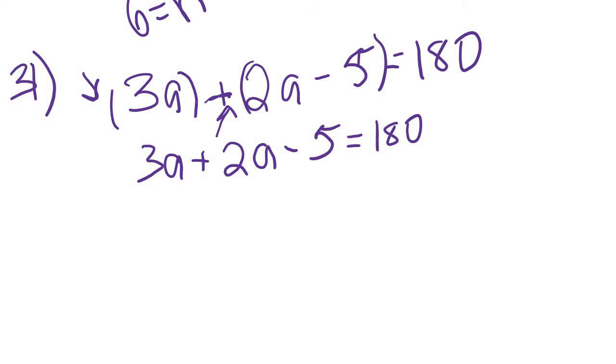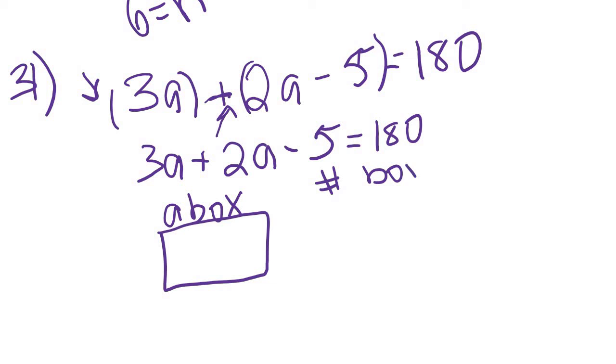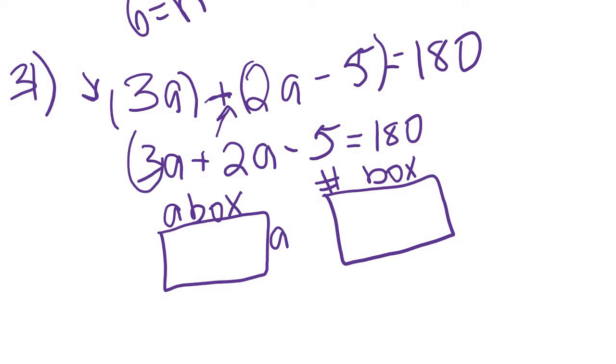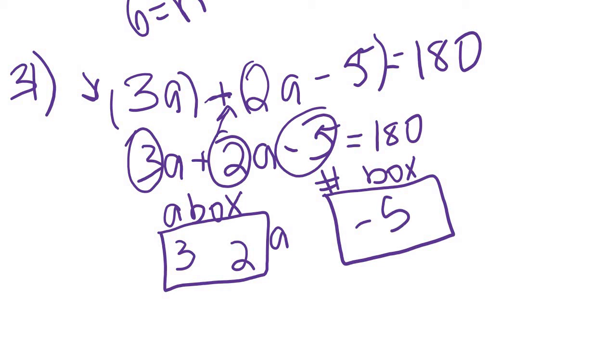All right. Now this is still a little messy for my taste, so we're going to write an A box and a number box. Let's put the A right here so we don't forget. So our friends hanging out with A is going to be this 3 and this positive 2. And then in our number box we have this lonely negative 5. So we're going to combine what's in the A box. We have a positive 3 and a positive 2. They combine to make a positive 5. Just a negative 5 in that number box, and don't forget equals 180.